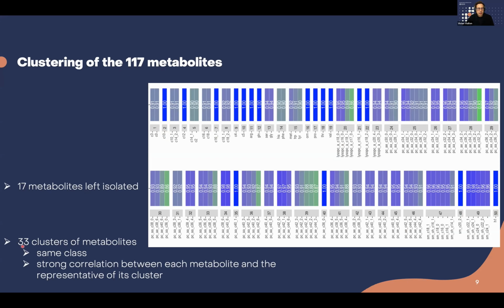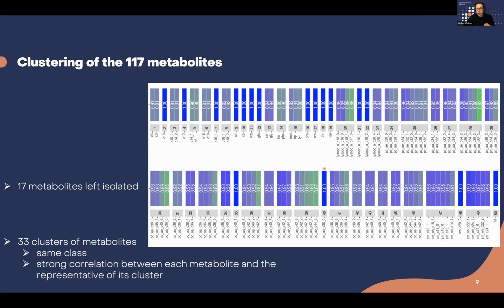And for the remaining 33 clusters, what is interesting to note is that they were all made of metabolites of the same class. So for instance, this first cluster here was made of 2 acylcarnitines. This one here was made of 3 amino acids. This one here was made of 6 phosphatidylcholines, and this one here, for instance, was made of 6 sphingomyelins.